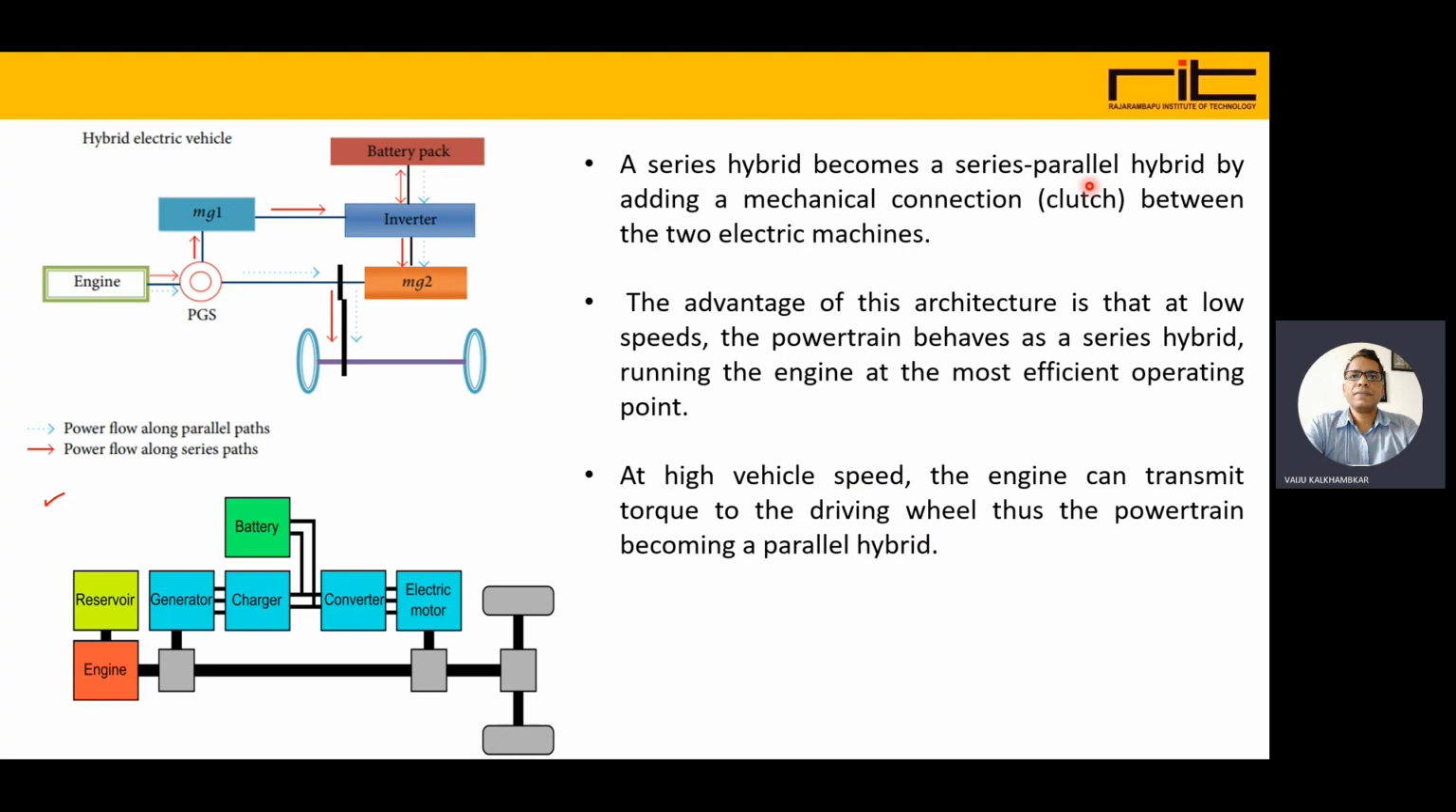A series hybrid becomes a series parallel hybrid by adding a mechanical connection between the two electric machines. So here, as discussed, this is a planetary gear. Now the engine is connected through this gearing system to motor generator 2, and motor generator 1 is connected to this inverter and the battery pack. Here we can see the power flow along the parallel paths and the power flow along the series paths, and that will provide the series mode or parallel mode, that is the power split mode.